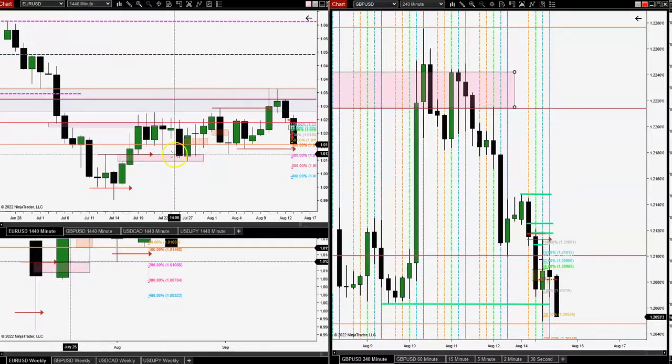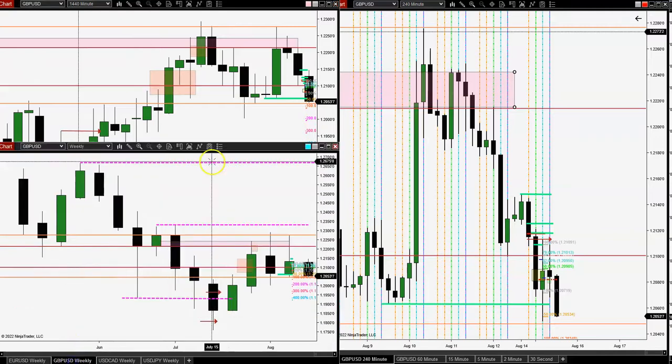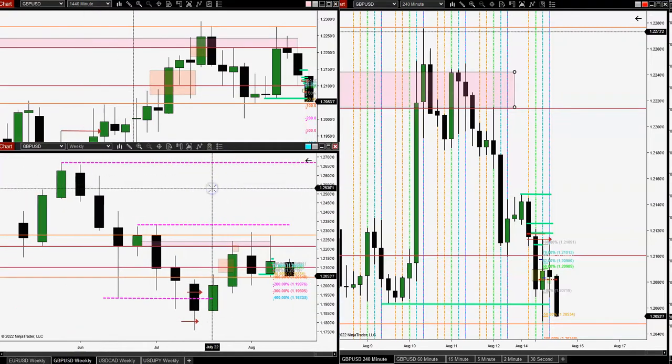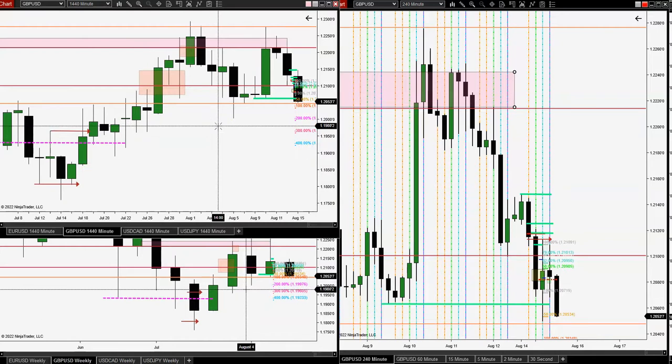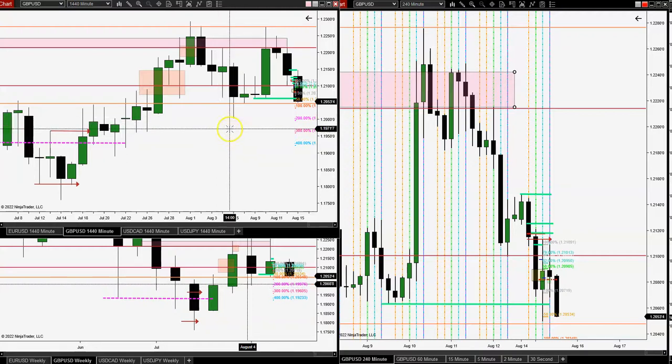Hey, what's up, folks? So in this one, we're going to be doing pound dollar. I figured I'd separate them just because some people trade euro dollar and others trade pound dollar. I only trade three currencies: that's euro dollar, pound dollar, and dollar CAD.